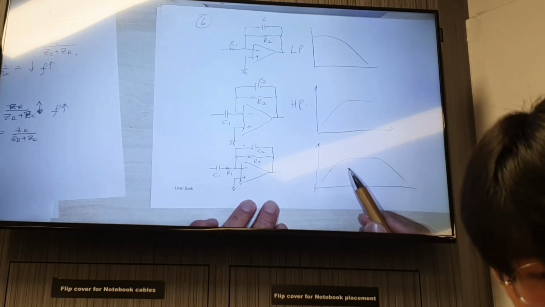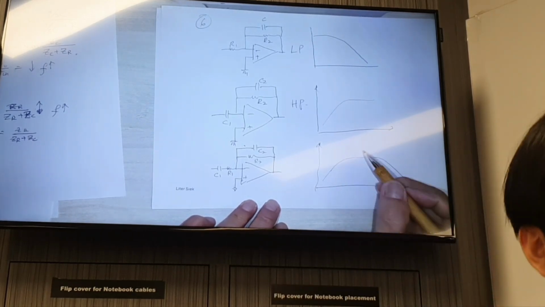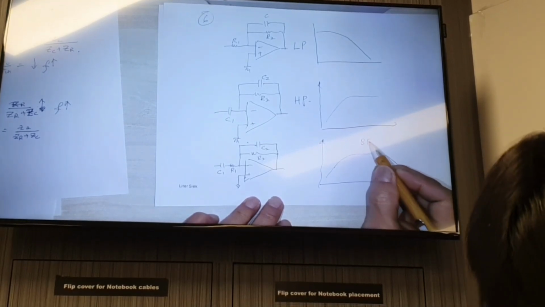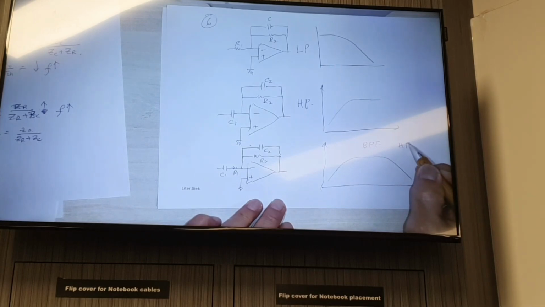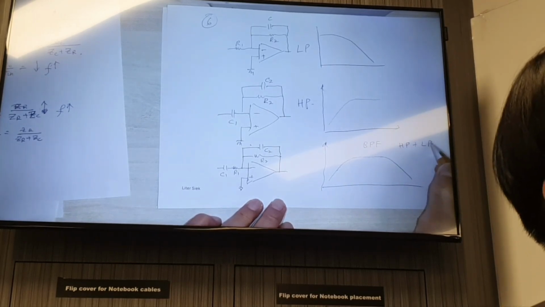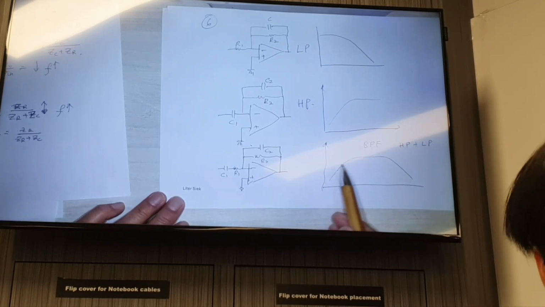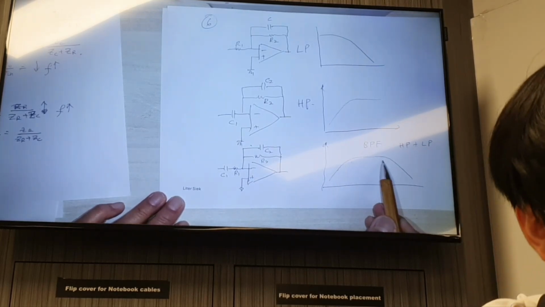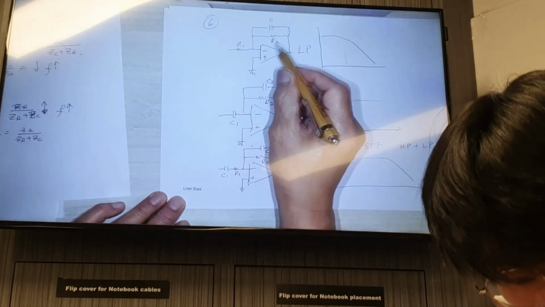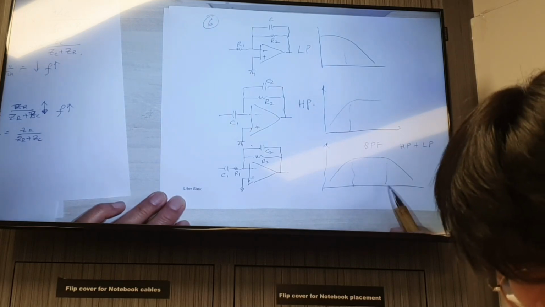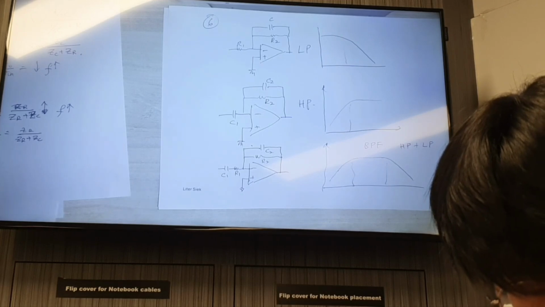This one has a low pass filter here, a high pass filter here. Together, this is actually a band pass filter. It has both high pass and low pass. Depending on the values of the resistor and capacitor, you can determine the 3 dB roll-off point. All these 3 dB roll-off points can be determined by the values of the capacitor and resistor. I think we will do more of this next week.